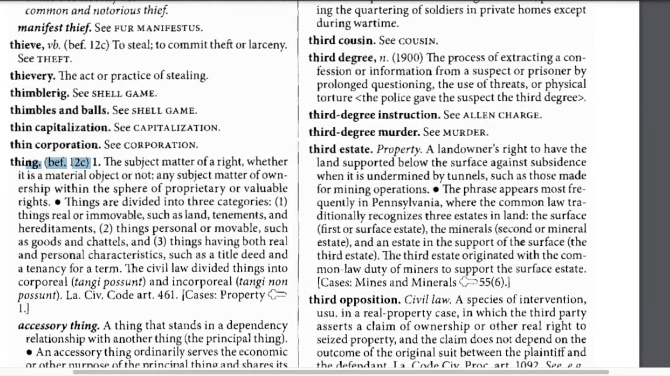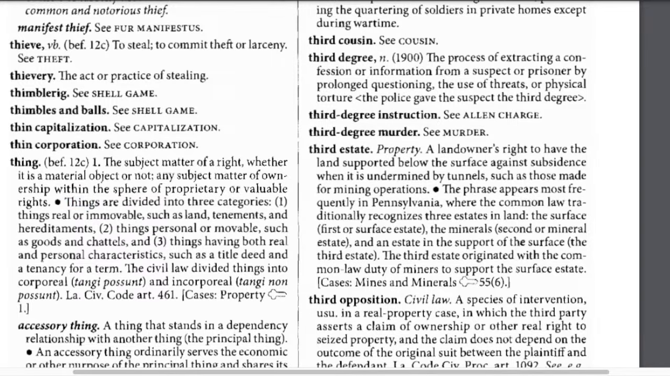Oh boy, that's before the 12th century. The subject matter of a right, whether it is a material object or not. Any subject matter of ownership within the sphere of proprietary or valuable rights. That's a thing. Valuable, putting a value on it, that's money value typically. Or proprietary, with ownership.